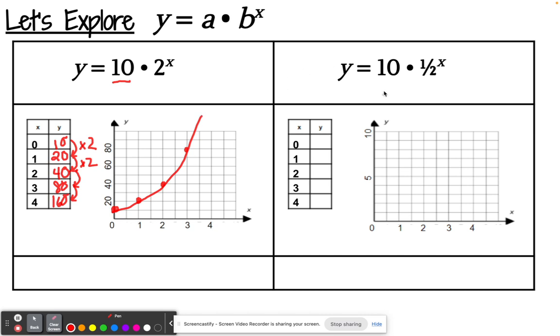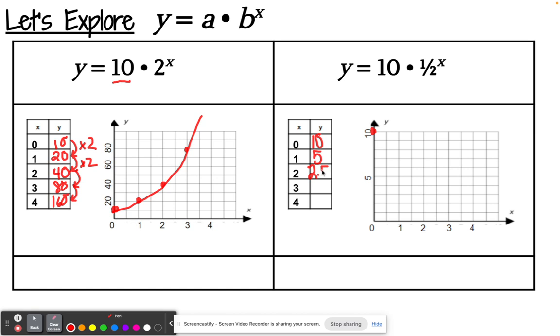Let's look at my next one. I have 10 times 1/2 to the x power. Again, my y-intercept is 10. That's where my graph will start, at 10. If I put a 0 in here, 1/2 to the 0 power is 1 times 10 is 10. If I put a 1 here, 1/2 to the first power is 1/2 times 10 would give me 5. If I put a 2 in here, I would get 1/4. 1/4 times 10 is 2.5.